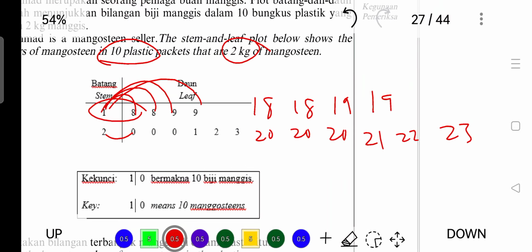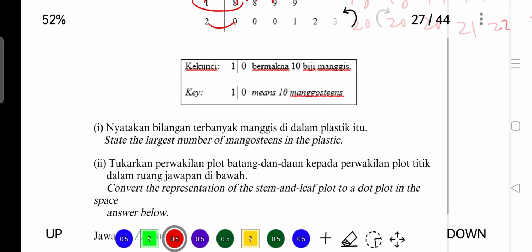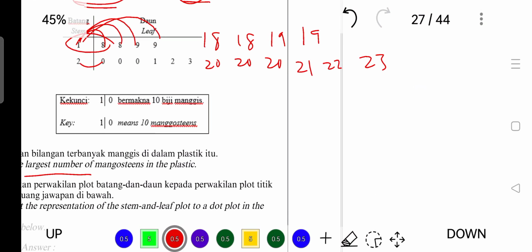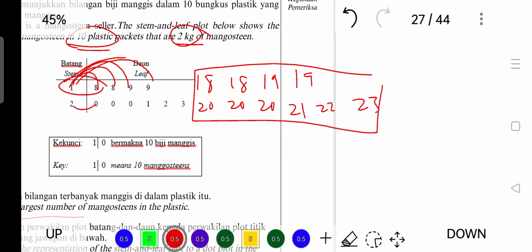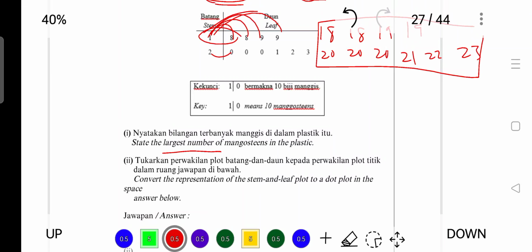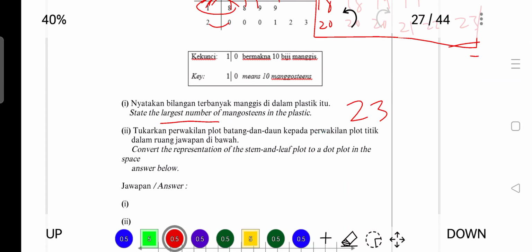Okay, right? Remember what Pa Ahmad did? The number of mangosteen in 10 plastic packets at 2 kilogram of mangosteen. So here, state the largest number of mangosteens in the plastics. I have actually opened this up so that it is easier for you to see which is the largest number. It is very obvious here. The number is 23, right? 23. Next question is convert the representation of stem and leaf plot to a dot plot in the space.